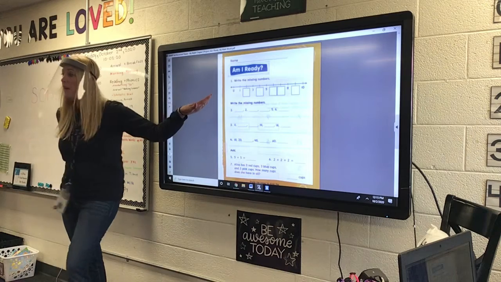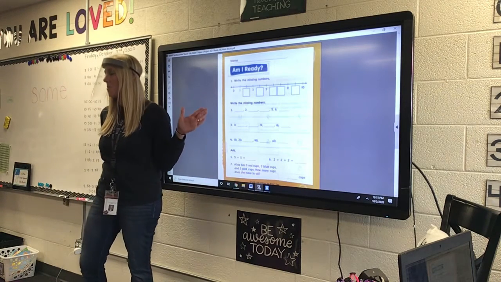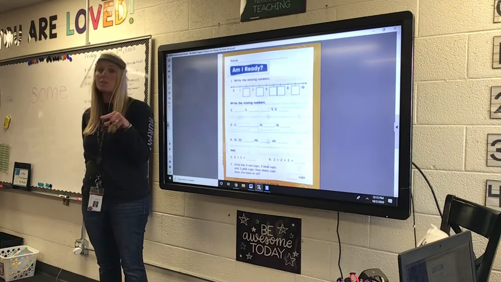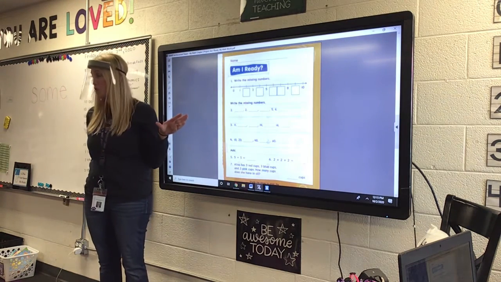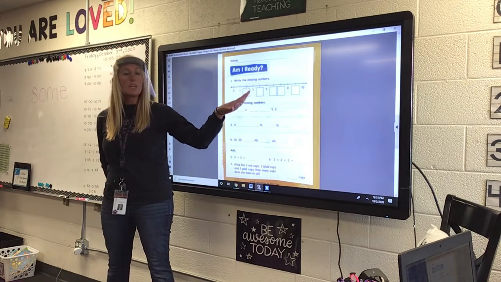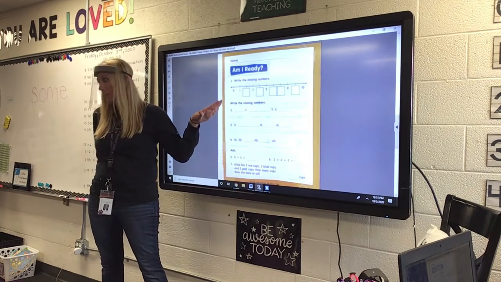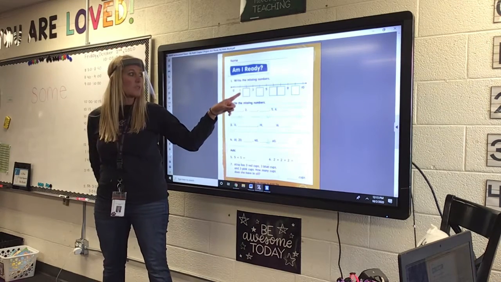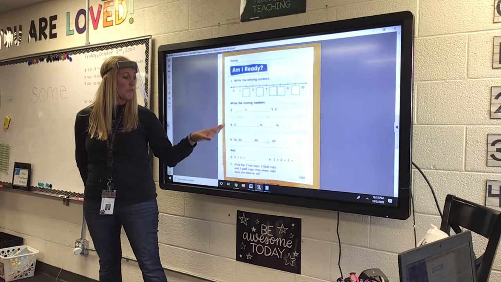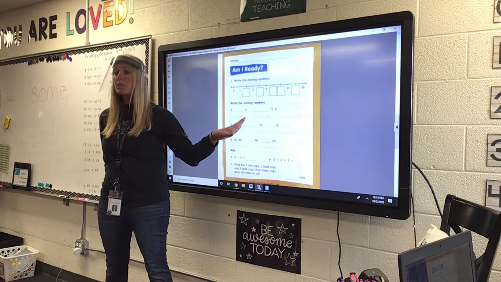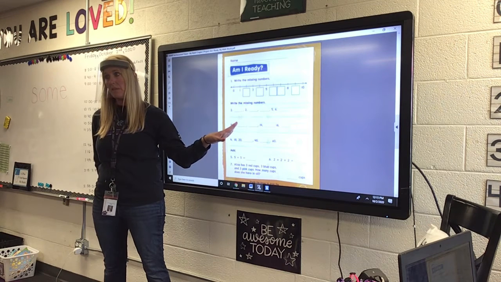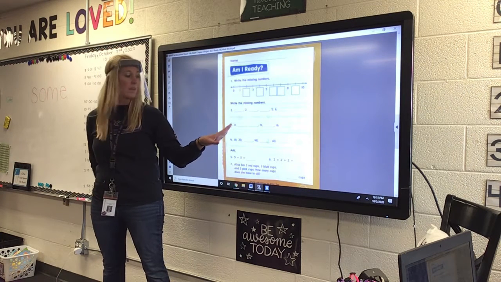Anytime we do the Am I Ready, you will always do this on your own because Mrs. Murphy wants to see, are you ready for this chapter? So don't start yet, but listen to directions. On number 1, look at this number line and fill in the missing number. Put the numbers in the box. Number 2, 3, and 4, fill in the missing numbers. Look at the pattern. Please don't start this yet.